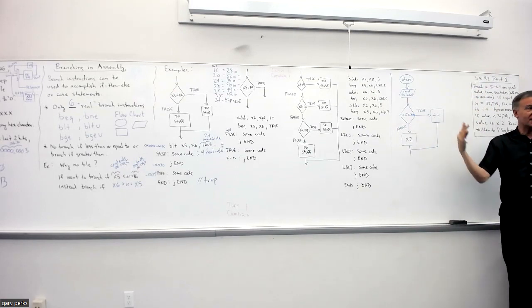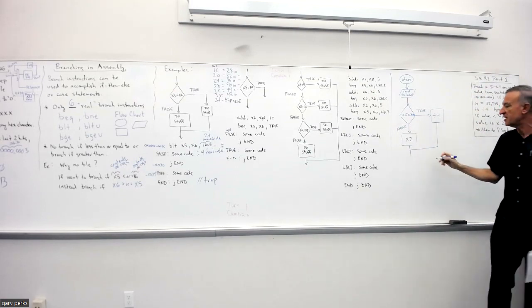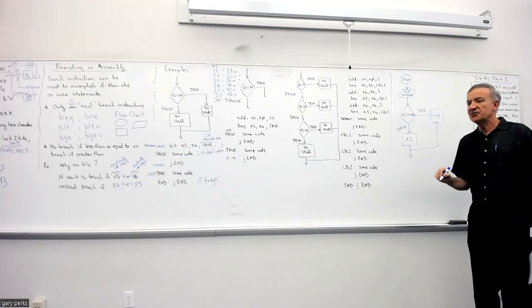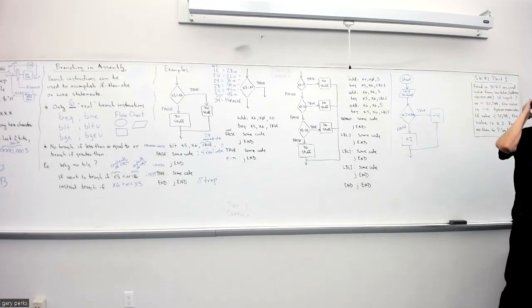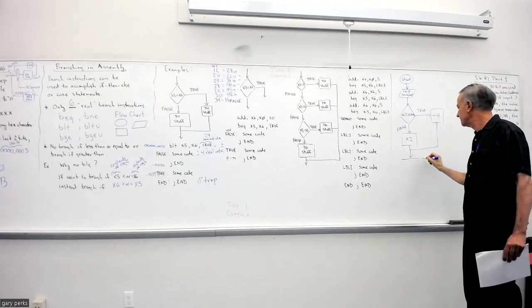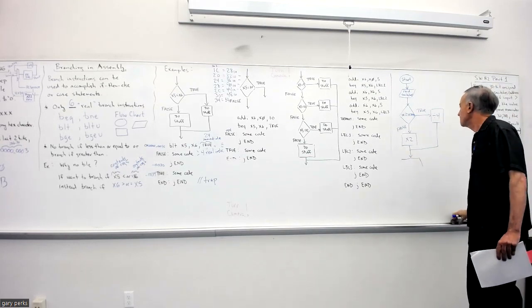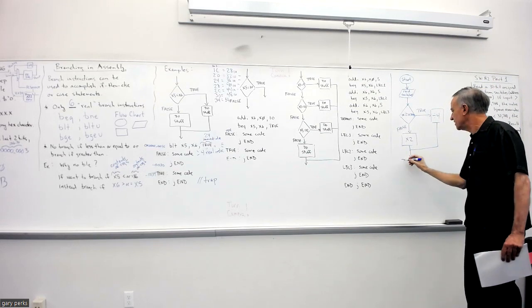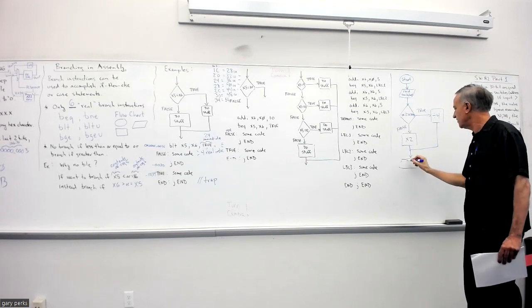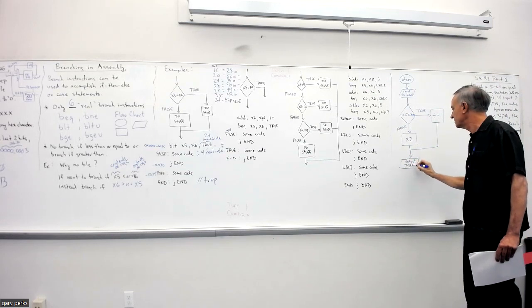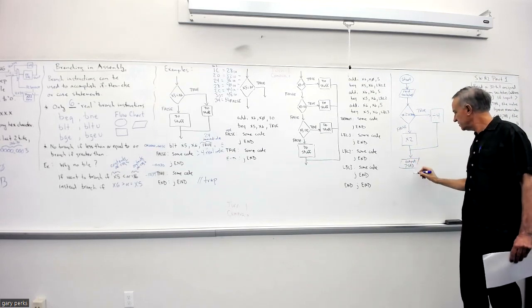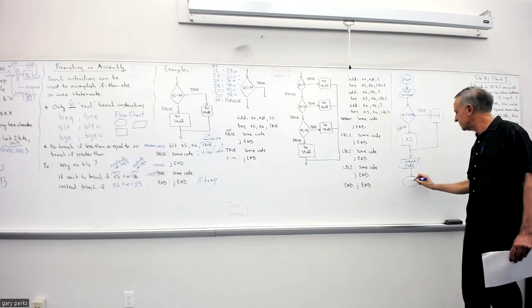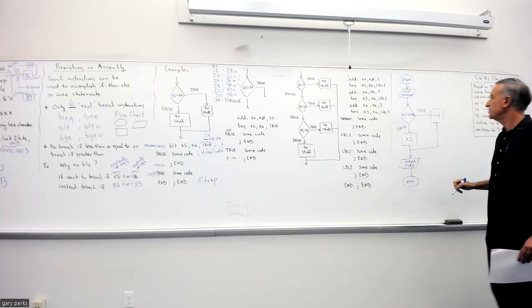Once we've computed the result, we're then gonna output it to the 7-segment display. So what symbol do I use when I output something? Right, so output to the 7-segment display. And then you just put an end or stop.